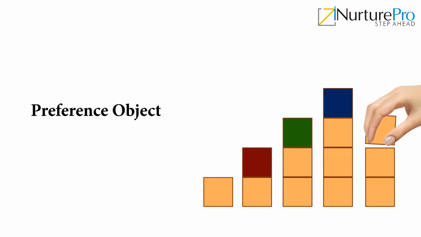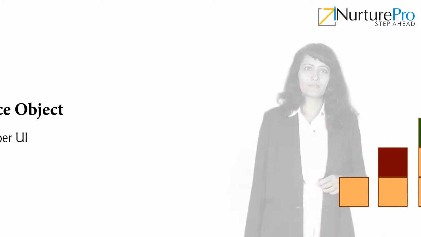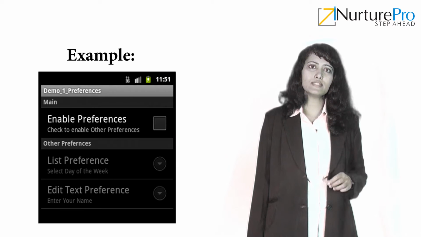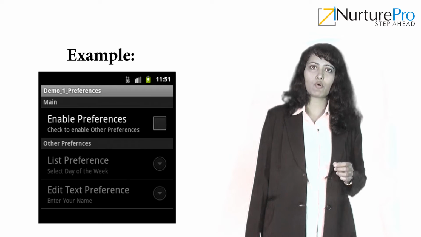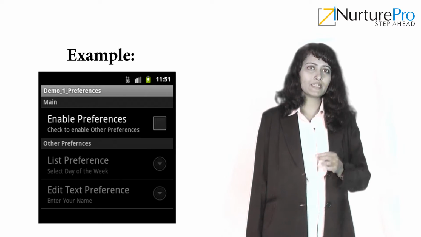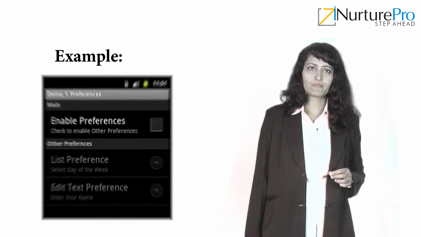Each preference performs as an item in a list. It also offers the proper UI for users to modify the setting. For example, a checkbox preference creates a listing item that shows a checkbox, whereas a list preference creates an item that opens a dialog with a listing of decisions.